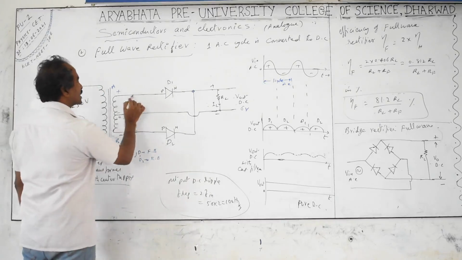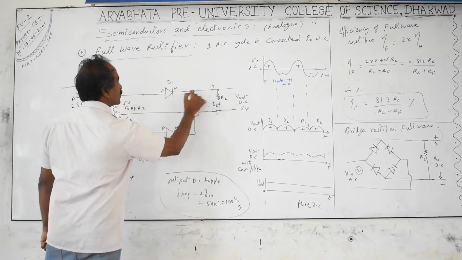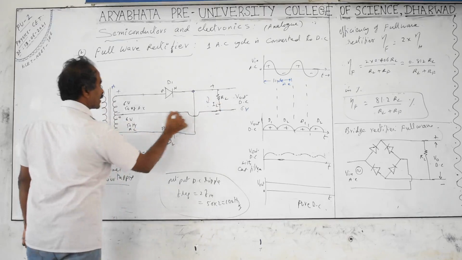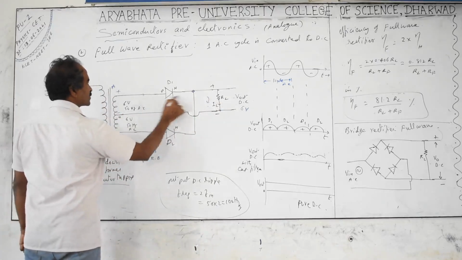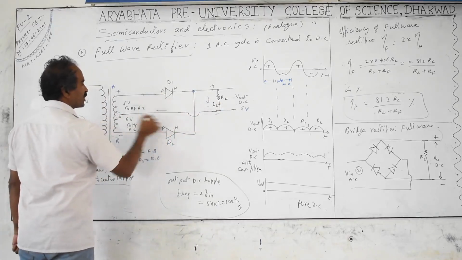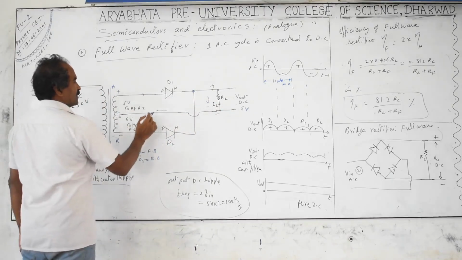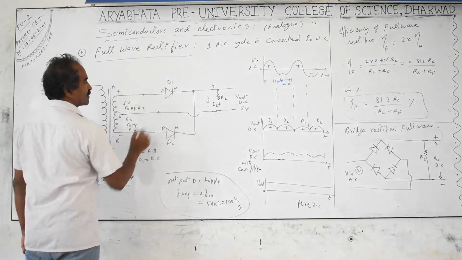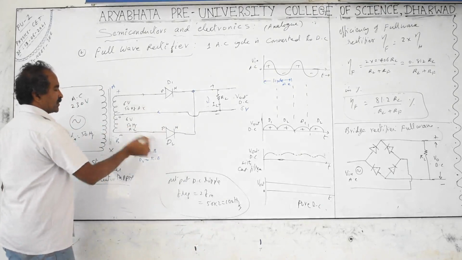Whenever the forward bias is there, current will pass like this and through the load resistance, completing the circuit. So it is going in this direction when D1 is forward biased and D2 is reverse biased.